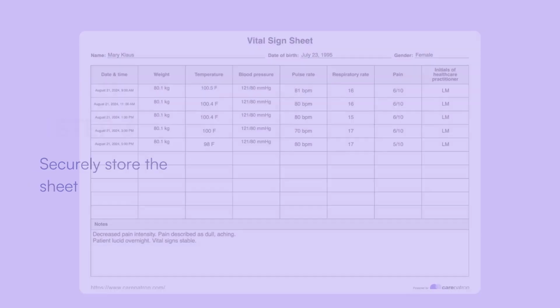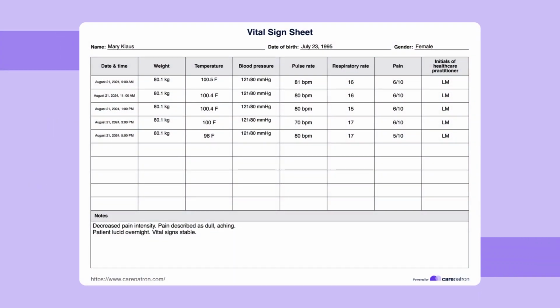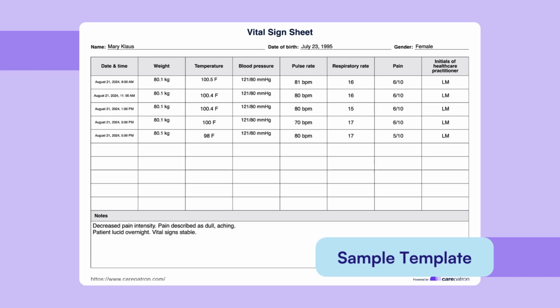Here is a sample of our vital signs sheet and vital signs chart to give you an idea of how you would use it in your practice.